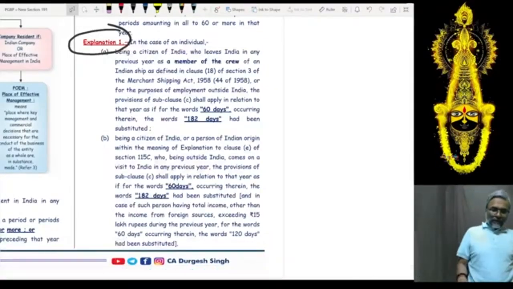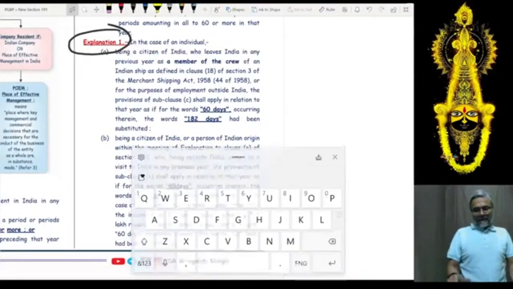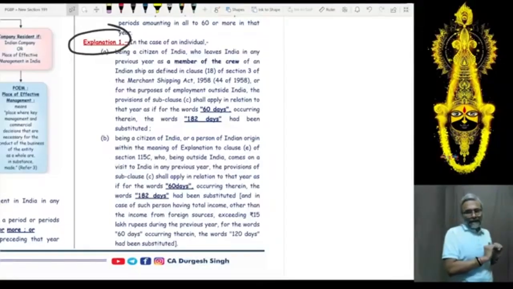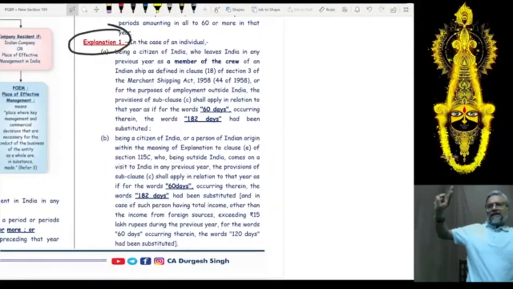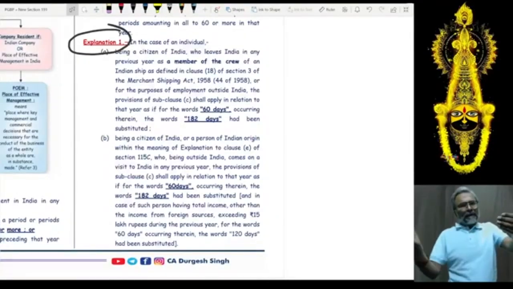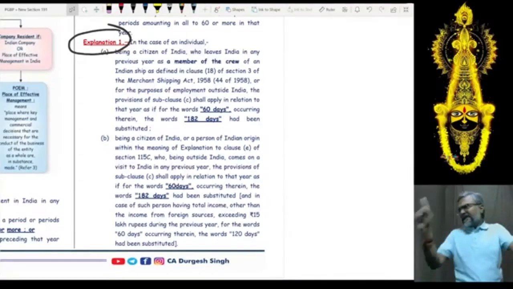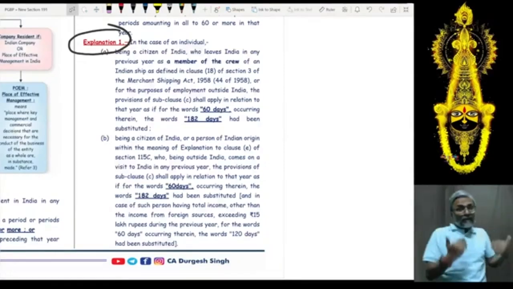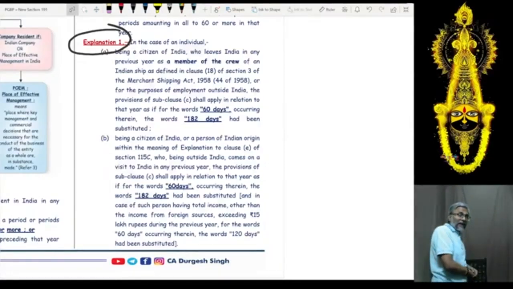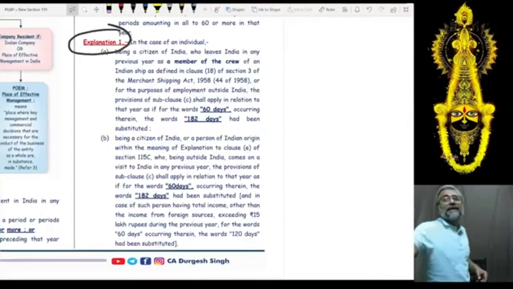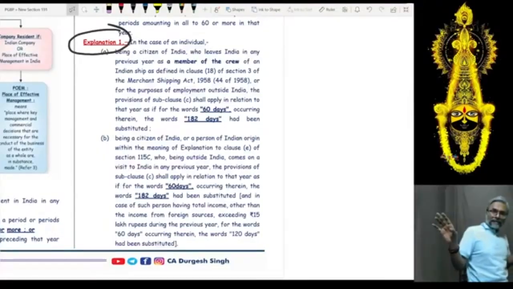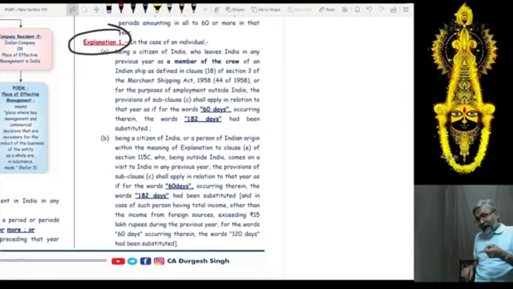Now, students, be careful. This is how you actually have to recap the things which I have told you: two basic conditions in the general principle; in two situations, the second basic condition will not be applicable. This is how you have to revise. General principle, two basic conditions. In two situations, the second basic condition will not be applicable.